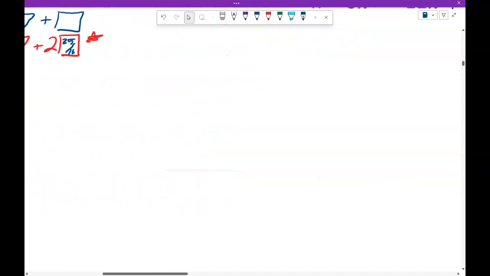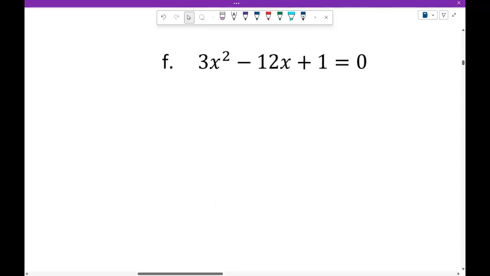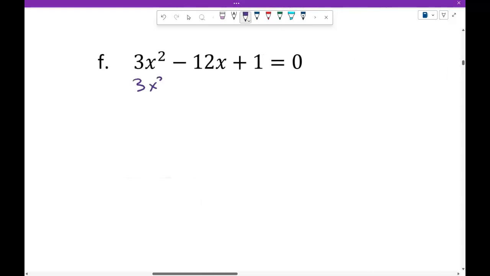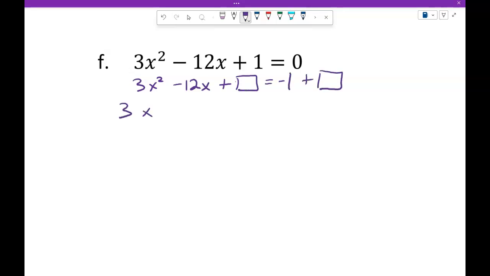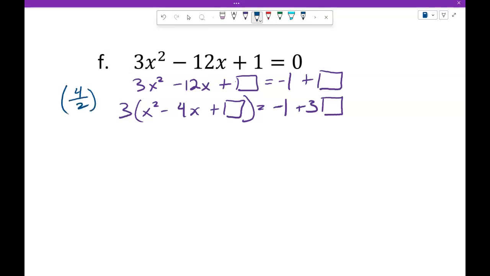And then we bring over our constant: 5/4 plus or minus square root of 31 over 4i. And let's do one more. We move our constant, factor out the leading coefficient. Remember to multiply on the right. Our b value is 4, so we add 4 to both sides.